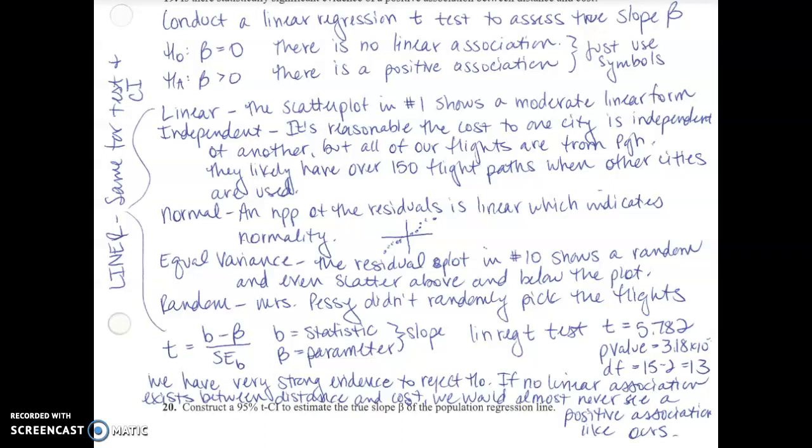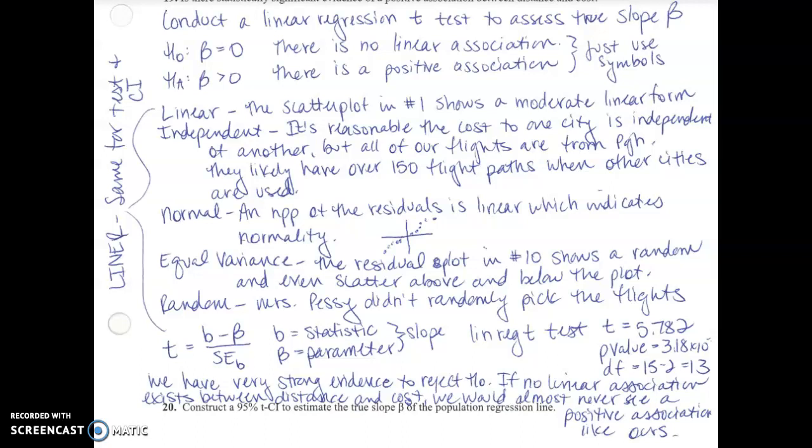If no linear association exists between distance and cost, we would almost never, so that's my essentially 0, see a positive association like ours. So again, the hypothesis test and the confidence interval, if we had started with that one, it's really the conditions that almost seemingly get a bit out of control. There's an awful lot involved, and it requires that you have these visuals. And if they weren't given to you in the problem with computer output for you to get to the do and conclude steps, then it is an awful lot of work, and it is a matter of being able to correctly manipulate your calculator.